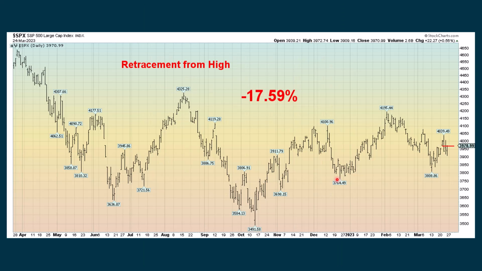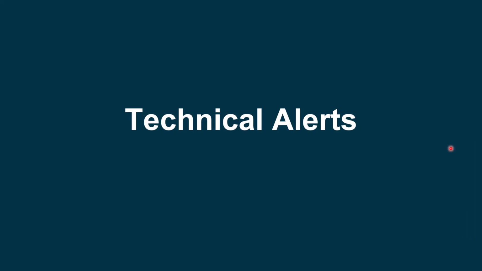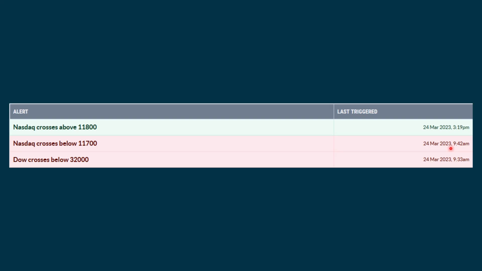Another chart that's kind of interesting is how far are we from the all-time high? We're down 17.59%. Over on the right, we have the closing value for Friday's session. Then we also look at technical alerts. Now we get these every day. This is just Friday's alerts. Sometimes this list can be really long. On Friday, this list was pretty short, where the Dow went over 32,000. At first, the Nasdaq went below 11.7, then it came back above 11.7, only to go back above 11.8.